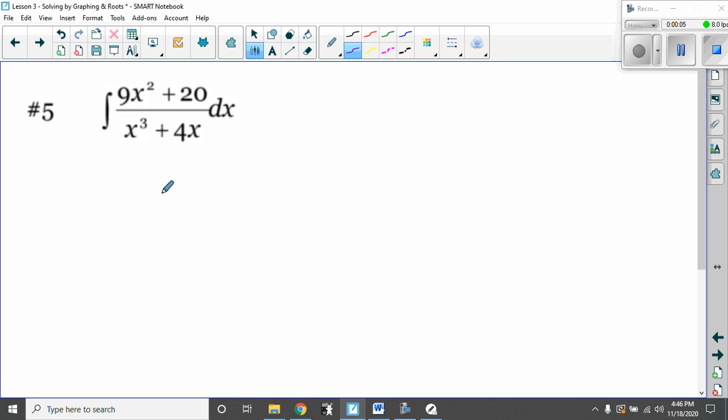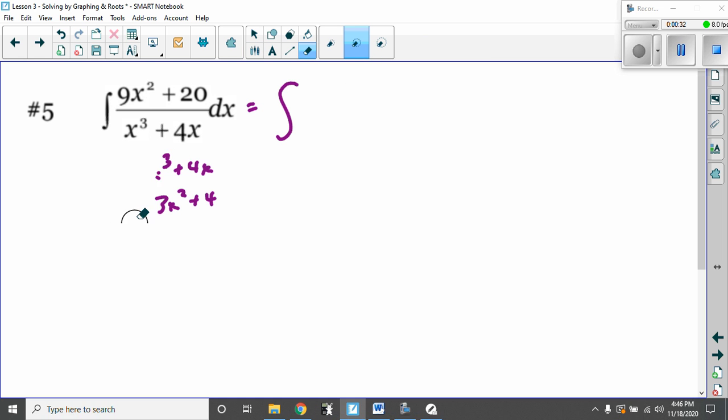Unit 4 study guide number 5 asks us to integrate (9x squared plus 20) over (x cubed plus 4x). I cannot make u equal to the top. If I made u equal to the bottom, x cubed plus 4x, I get du is 3x squared plus 4. If I multiply this by 3, I get 9x squared, but this times 3 is not 20, so that's not going to work. So we're going to need to use partial fractions here.